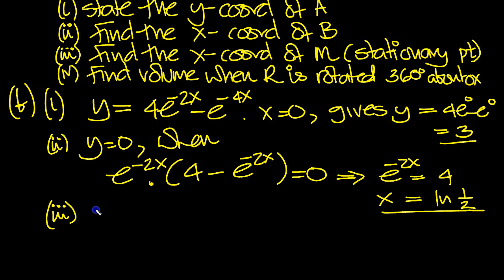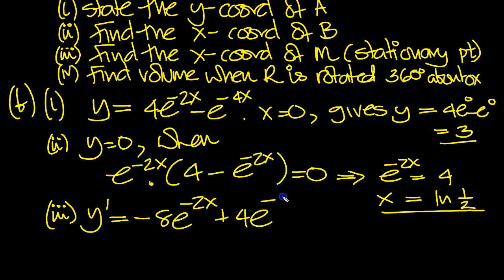So we need to differentiate. y dash is equal to, e to the something differentiates to e to the something multiplied by the something differentiated, which is minus 2. So the minus 2 comes down to be with the 4 to make minus 8 e to the minus 2x, and similarly the minus 4 comes down, plus 4 e to the minus 4x. When does that equal 0?